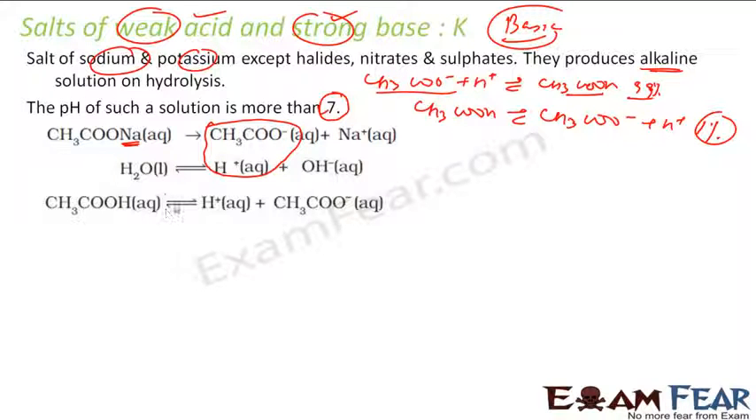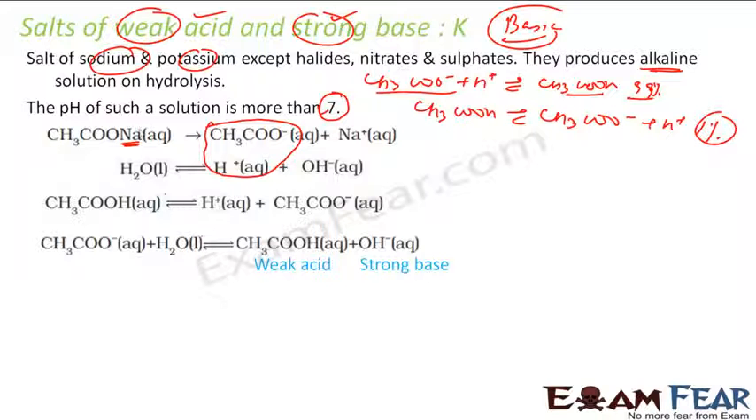Now if you write this equation in total, I'm removing the Na plus ions from both sides, just to make it simpler. I get CH3COO minus plus water. I'm just adding all these reactions. If you add these three equations, what you get is CH3COO minus plus H2O gives CH3COOH plus OH minus. So this is my hydrolysis equation.